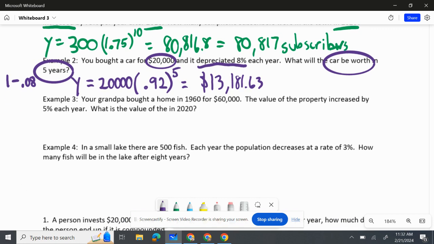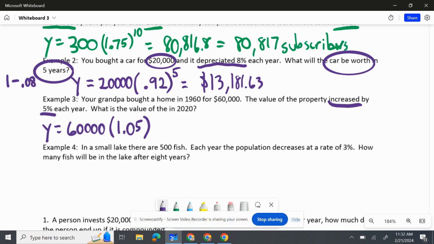Okay, your grandpa bought a home in 1960 for $60,000. The value of the property increased by 5% each year. What's the value of the property in 2020? So once again, y equals, the house initially was $60,000. 5% increase means it's increasing by 5%. So hopefully all of you are thinking 1.05. Remember, if it's growth, it has to be over 1.